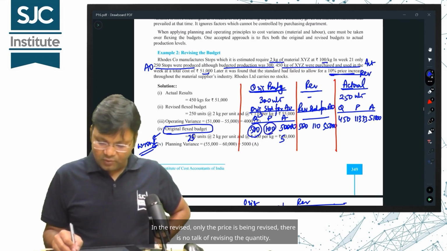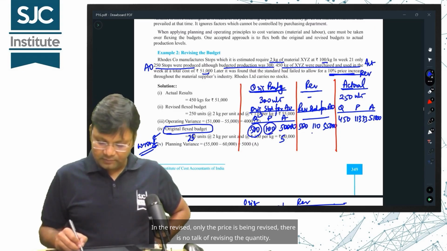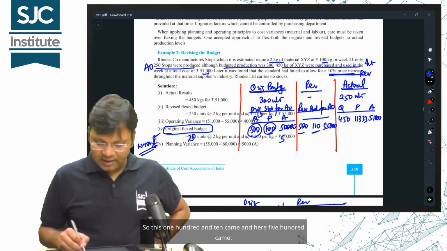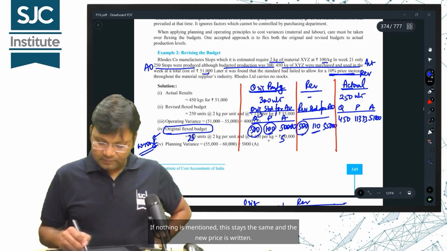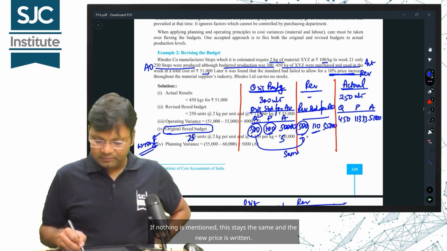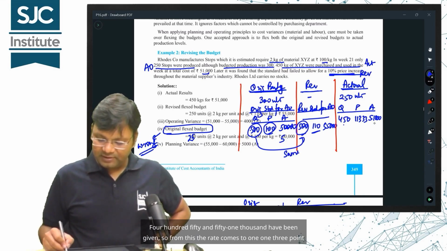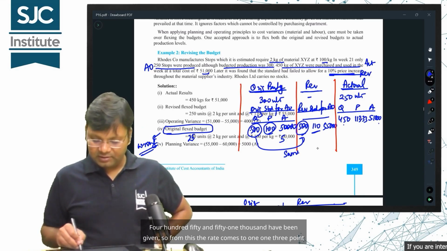In the revised, only the price is being revised. There is no talk of revising the quantity. So this 110 came and here 500 came. 500 has been kept the same. If nothing is mentioned, this stays the same and the new price is written. 450 and 51,000 have been given. So from this the rate comes to 113.33.